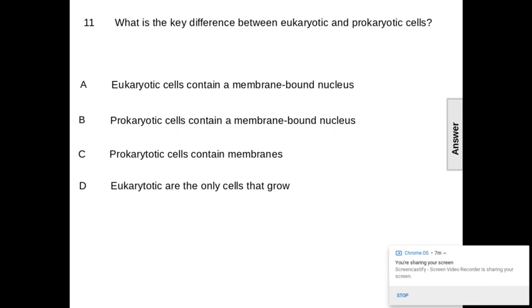Let's read them. The answer is A. Eukaryotic cells contain a membrane-bound nucleus. So for 11, the answer is A. Don't just write A, write out the actual answer. Pause if you need to.